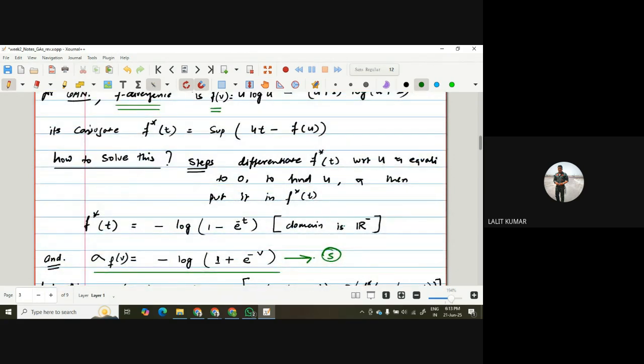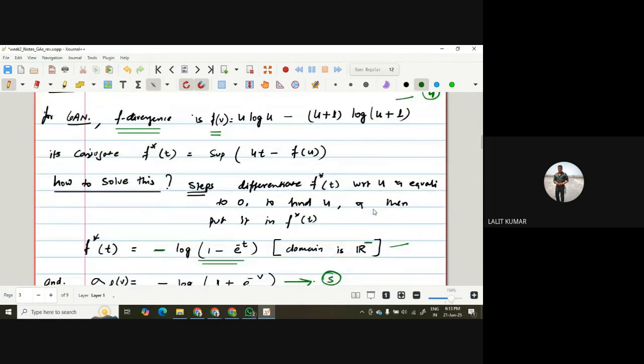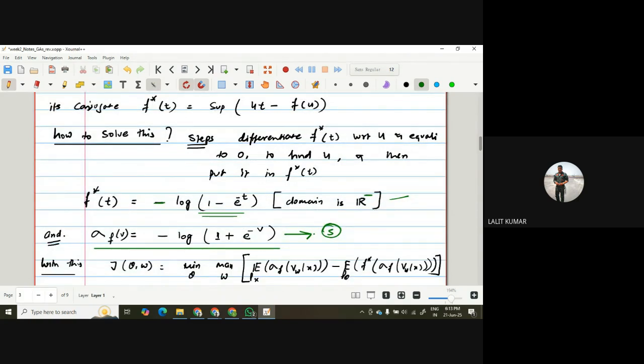Okay, so this is the one which the professor had covered. Your conjugate becomes minus log (1 minus e to the power minus t). Now see, this is minus and log is always positive. Therefore, the domain of this F star of t is R minus. So we only have to remember this part, the F divergence. From there we can calculate the F star of t. And we have to remember that for this F divergence, the activation function is minus log (1 plus e to the power minus v).